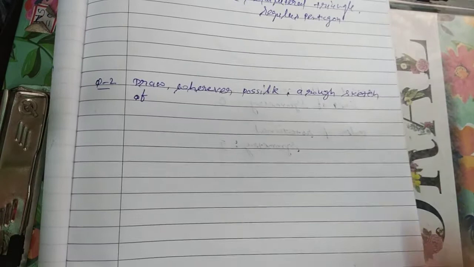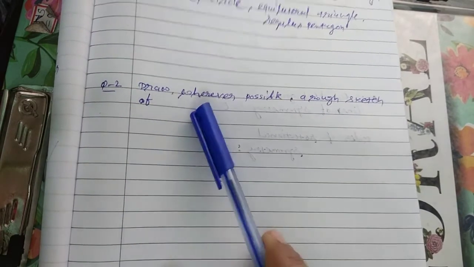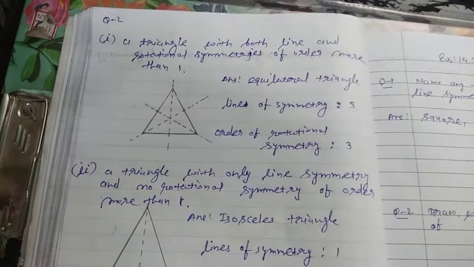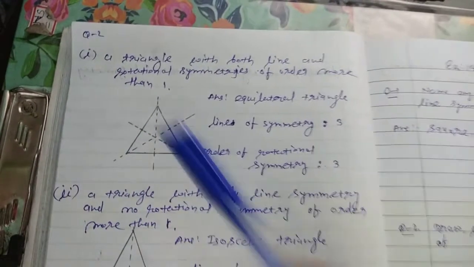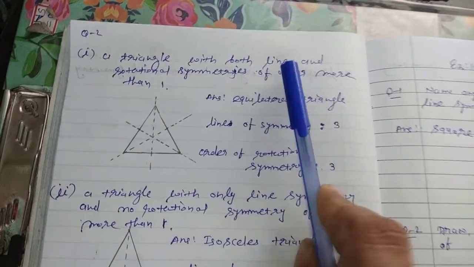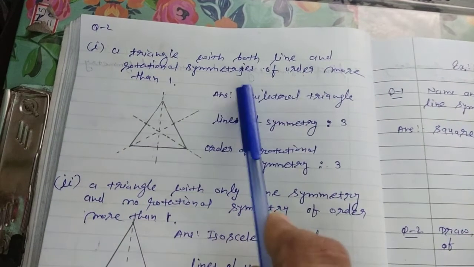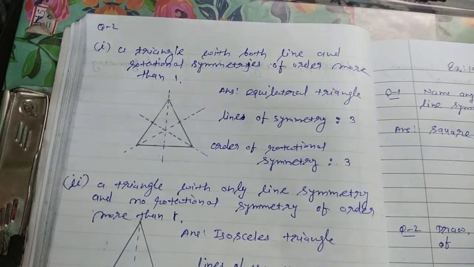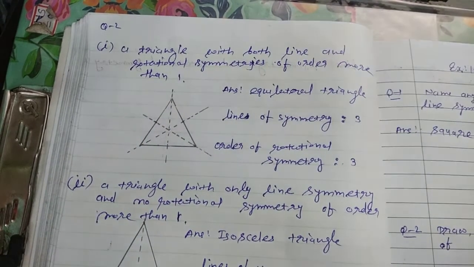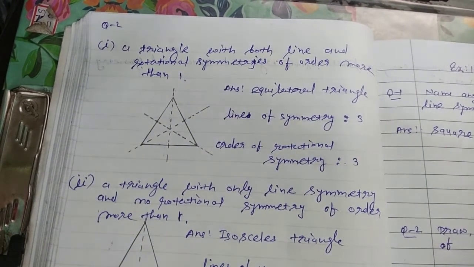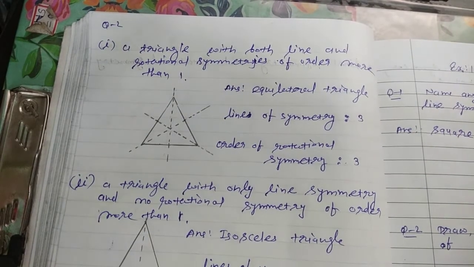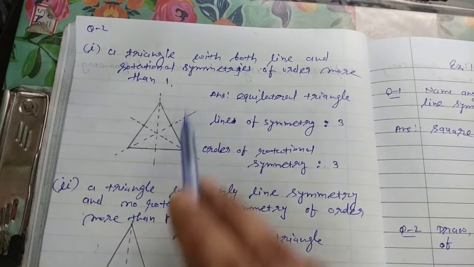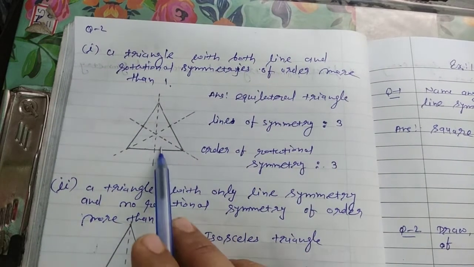Next, question number 2. Draw, wherever possible, a rough sketch of number 1. A triangle with both line and rotational symmetries of order more than 1. So which triangle has line symmetry and also a rotational symmetry of order more than 1? It is nothing but the equilateral triangle, which has 3 lines of symmetry, and the order of rotational symmetry is also 3.